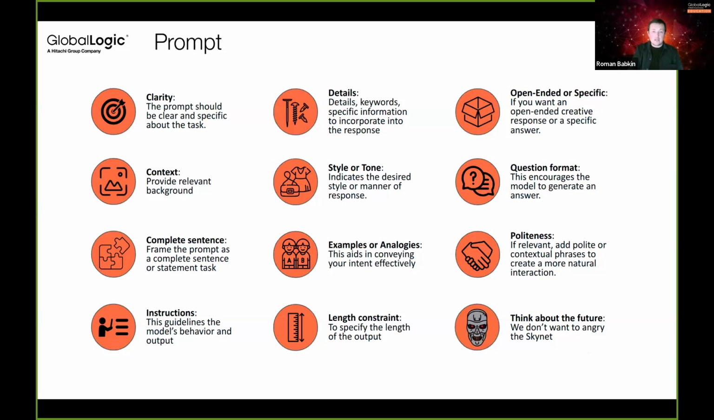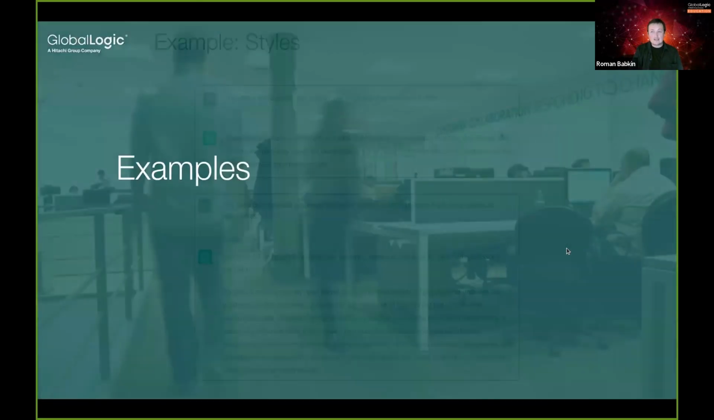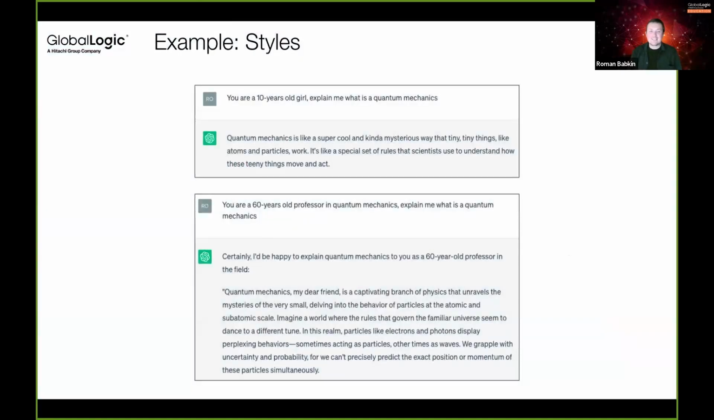Let's go to examples. I've talked a lot about this, and let's use this. The first example is style. It's a very brilliant idea. So I asked 3.5 Turbo: you are a 10 year old girl, explain to me what quantum mechanics is. And yes, it gave me the quantum mechanics explanation as if it were my son or daughter. Or: you are a 60 year old professor in quantum mechanics, explain to me what that is. Oh, sure, please. And this was my professor. Really, he was. So using just different words in a prompt, you will get the same idea but explained in different styles.